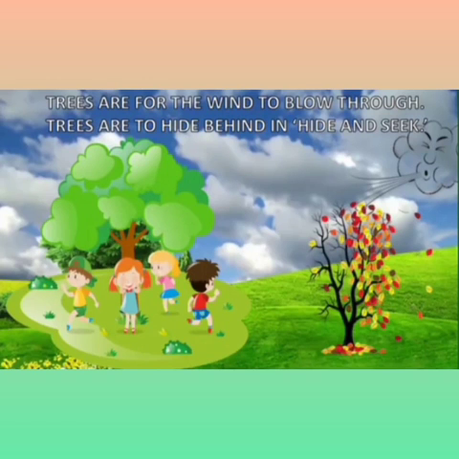Trees are for the wind to blow through. Sometimes strong winds blow through the trees. The leaves fall down from them. Next line. Trees are to hide behind in hide and seek. When little children play games such as hide and seek, they use these trees to hide behind them.